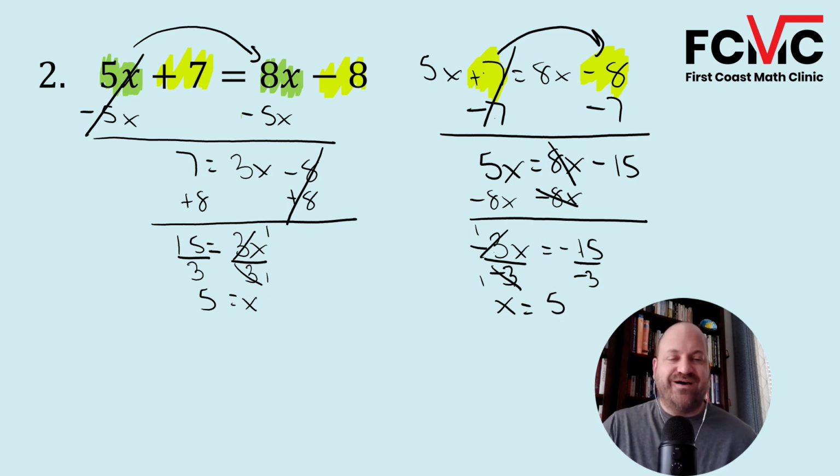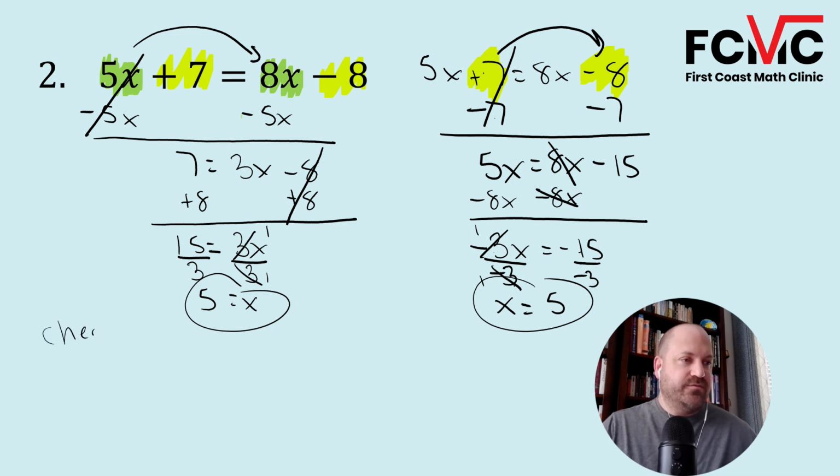Whenever we multiply or divide the same signs, the sign of our answer is positive, and we get the same answer both ways, okay? So we solved this 2 different ways and got the same answer, x equals 5 and 5 equals x, right? So let's do our check here.